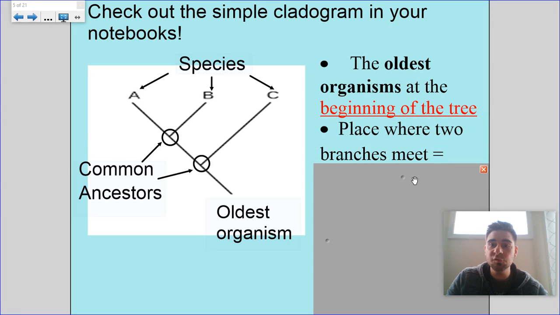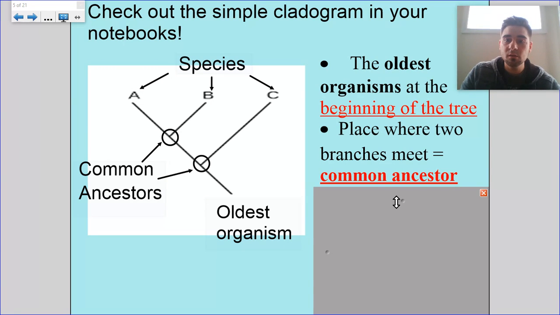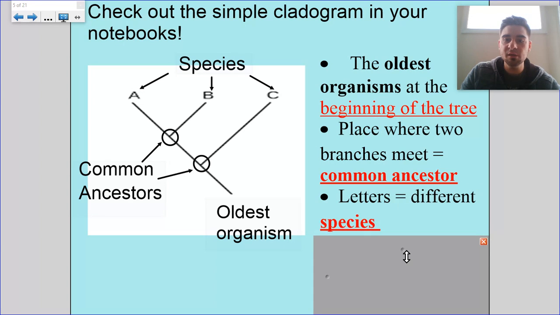Now, the place where two branches meet are circled right here. The branch for A meets with the branch for B. These are the common ancestors, right? You can also see this branch meeting with the branch for C. Now, the letters are different species. We have A, B, and C representing different species. So we're showing A and B have a most recent common ancestor here. A and C have a most recent common ancestor down here.